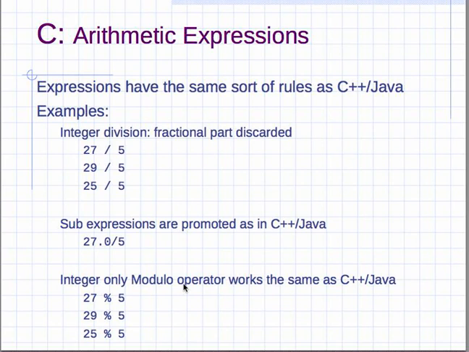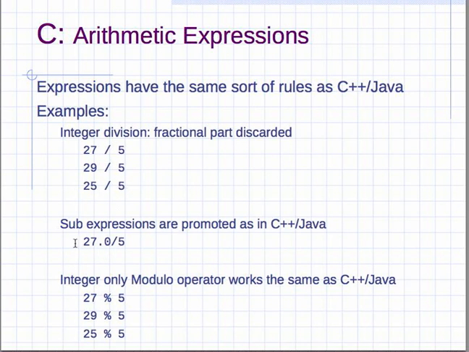So for example, integer division follows the same rules as in Java: the fractional part is discarded. So if you have 27 divided by 5, you might think that'll be 5 point something, but if it's pure integer division, this will go to a part of the CPU called the integer arithmetic logic unit, and that takes 2 integers as operands and produces one result. In this case, it'll be 5. 29 divided by 5 will also be 5. So will 25 divided by 5.